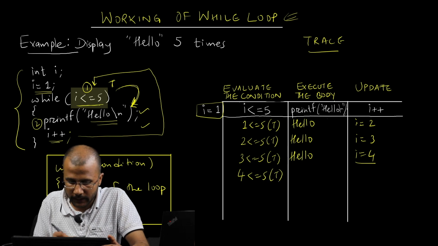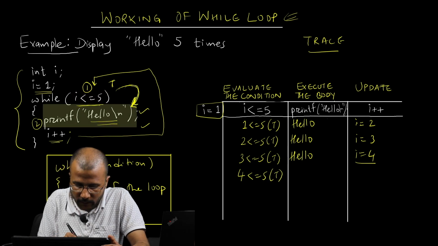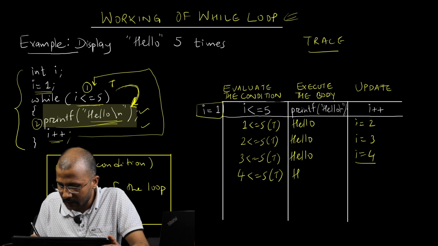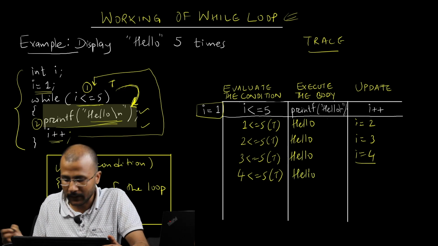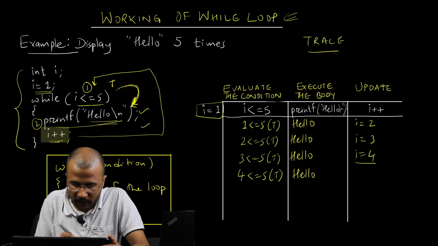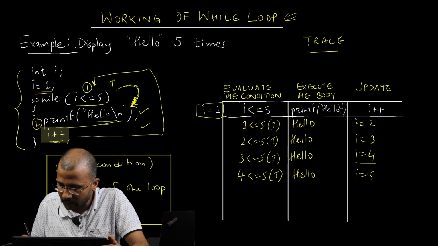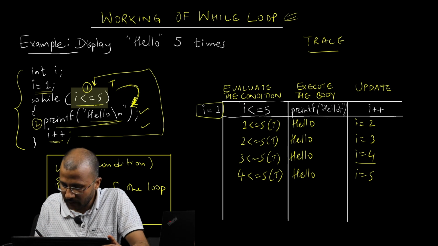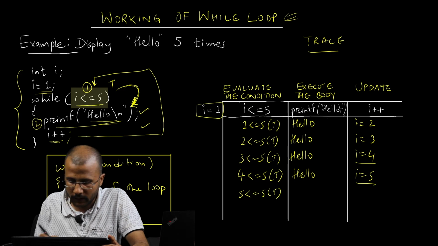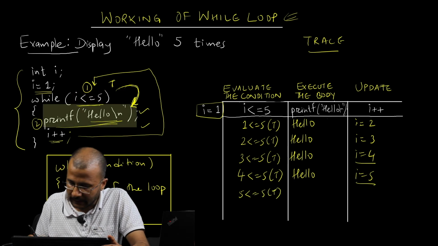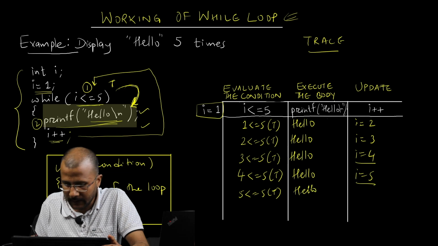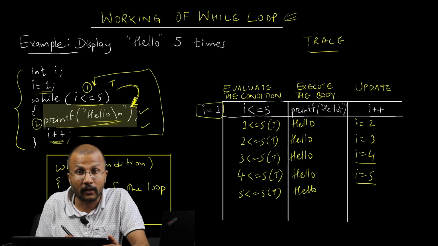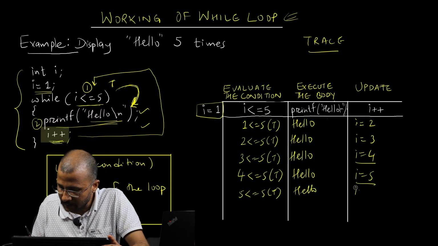So if it is true, it will come inside the body and then it will display the message hello on the screen. So hello is again displayed, and then increment the value of I by 1, I becomes 5, and then you again check the condition, that is I less than equals to 5. So I is 5, so 5 less than equals to 5 is again true. So if it is true, it will go inside the loop and then print the message hello on the screen, and then it will update the value of I by 1. So now I becomes 6.